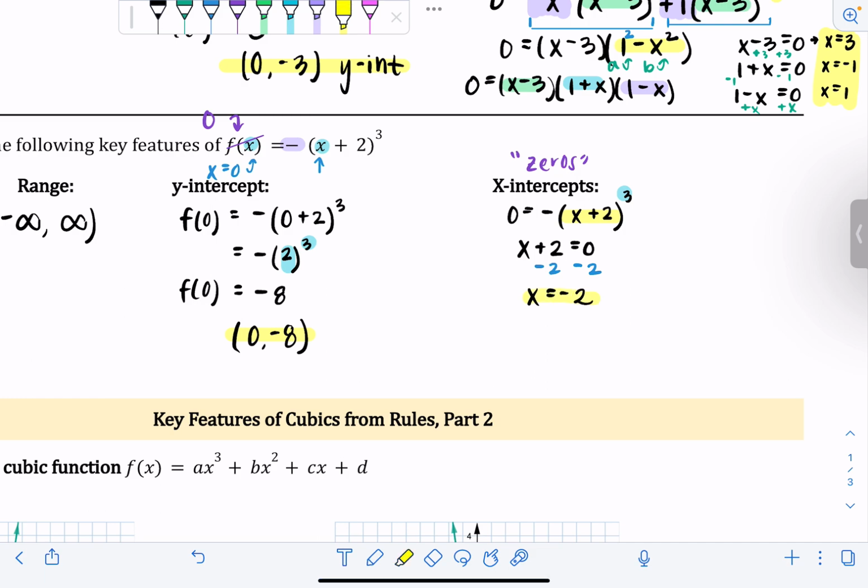So x-intercept at -2, which would show up on the graph at (-2, 0). So technically, even though it was a higher power, it just shows up as one x-intercept. It changes what's called the multiplicity of the root, which is something we're going to talk about later on in this lesson.